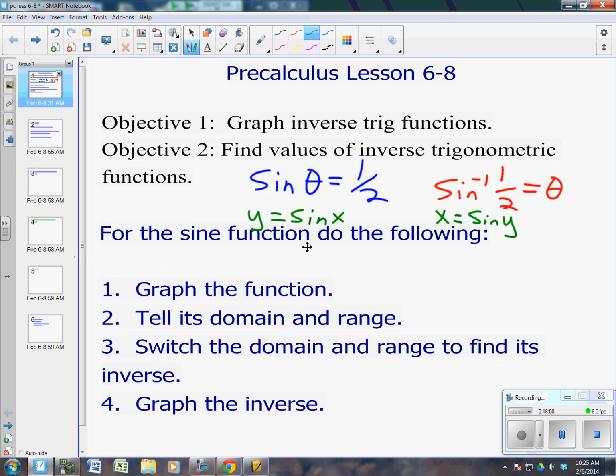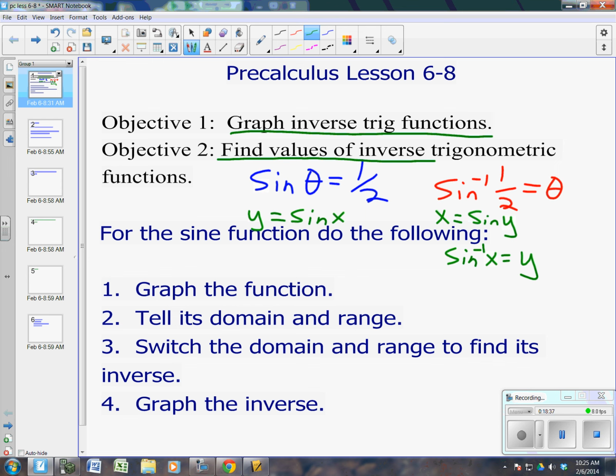So sine of y equals x, and to solve for y, I would have to take the sine inverse of both sides, and that would give me sine inverse of x equals y, because the sine and the sine inverse undo each other. And so we get y equals the sine inverse of x. So we're going to learn how to graph that today. That's what we're going to do. So these two things: graph inverse functions, and then find values of inverse trigonometric functions. Okay?